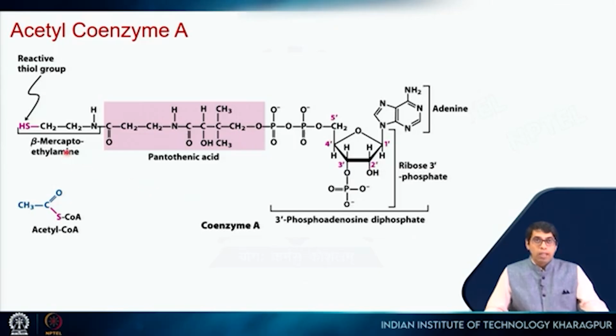So, here is the structure of coenzyme A. You can see that there is adenine, there is ribose 3-phosphate, there is the phosphate group. This is called pantothenic acid, and finally, there is this beta mercaptoethylamine group, right. So, all of these we will write as CoA, coenzyme A, because the reaction center or the active site is this thiol group. This is the reactive thiol group. So, we will write all of this as CoASH, right, and when this thiol reacts with the pyruvate, we form this acetyl coenzyme A.